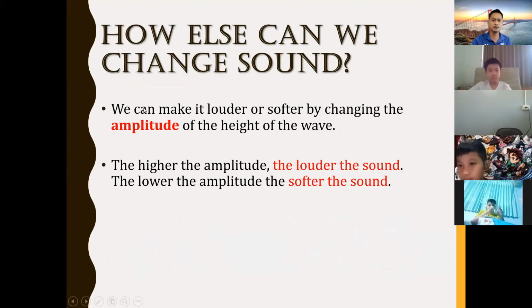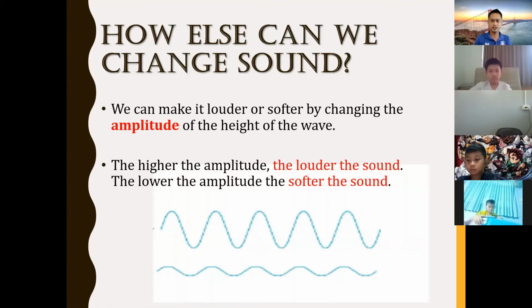How else can we change sound? We can make it louder or softer by changing the amplitude, or the height of the wave. The higher the amplitude, the louder the sound. The lower the amplitude, the softer the sound. Here, the line on top is higher, so it makes the sound loud. But the wave below is shorter, so the sound is softer.